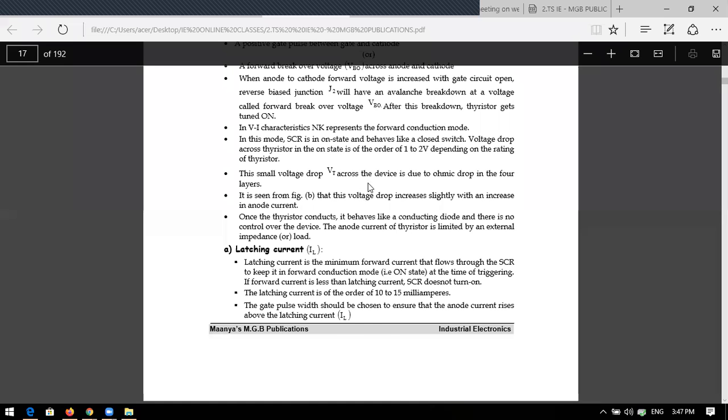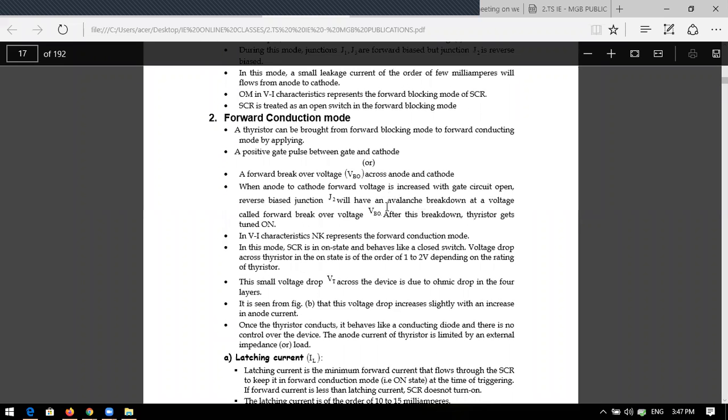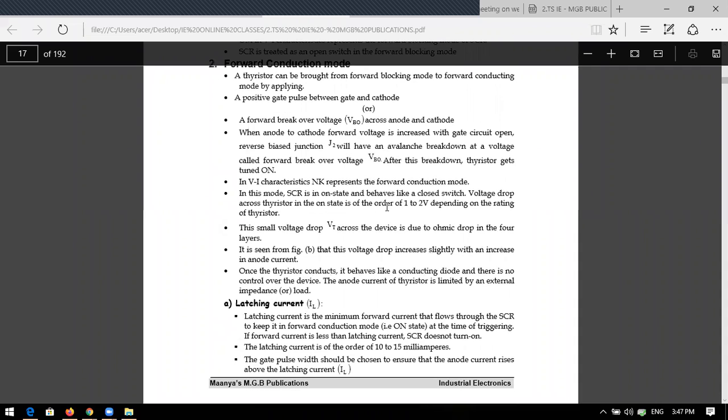This is important here. What is the important point? After it goes into forward conduction mode, even if you take back the gate voltage, gate pulse, or gate terminal, there is no effect on the conduction. It stays in the conduction mode.